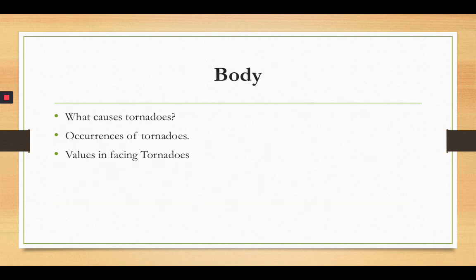So this is the introduction. And then the body, okay, you will start with, first of all, let me start with causes of tornadoes. There are many causes of tornadoes. One of them is that it happens when the hot air meets the cold air, and you will explain about it. You will give examples and so on. You can show diagrams, you can show images and so on.